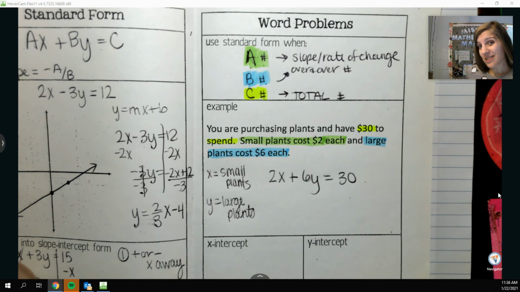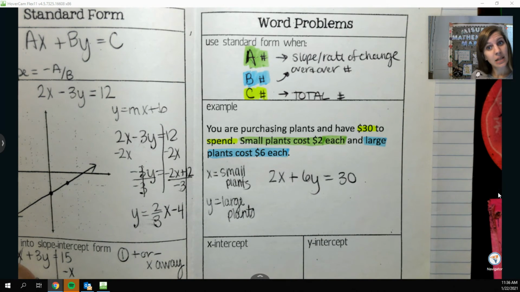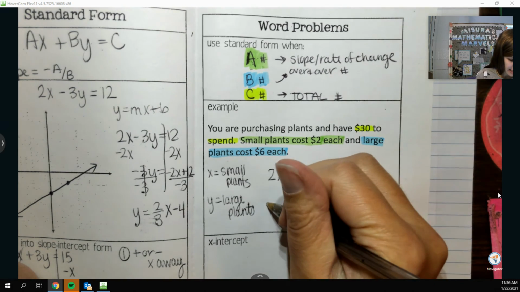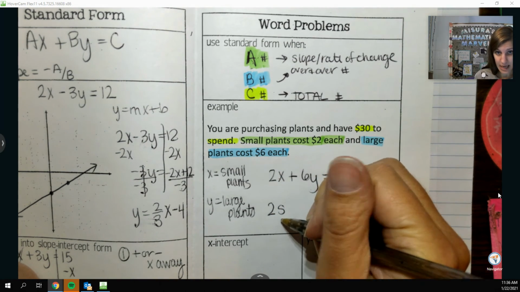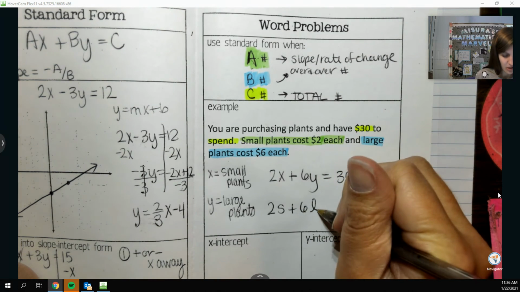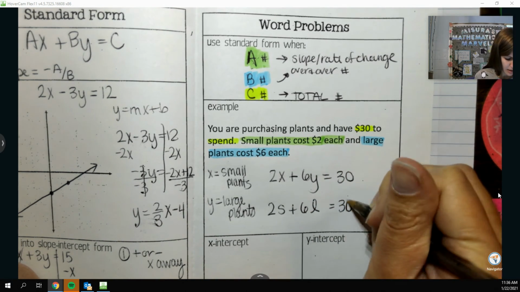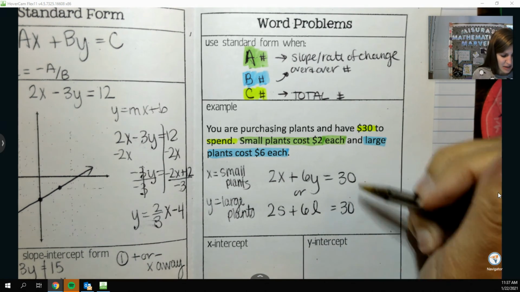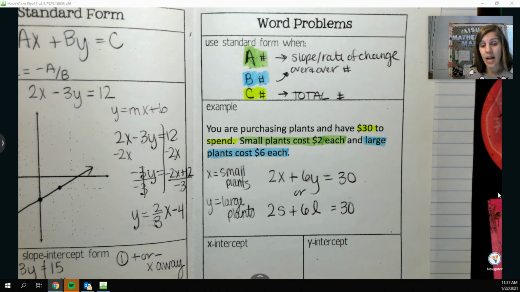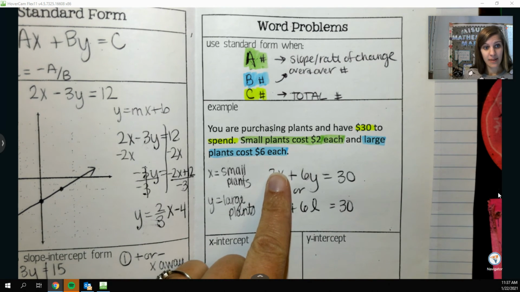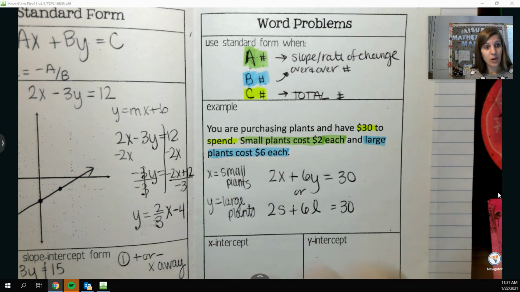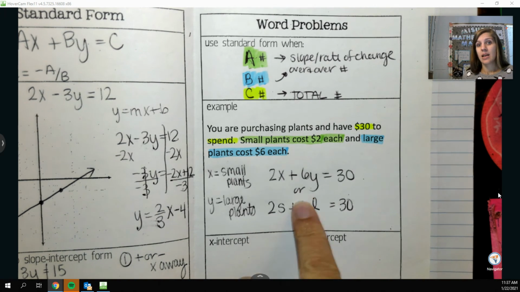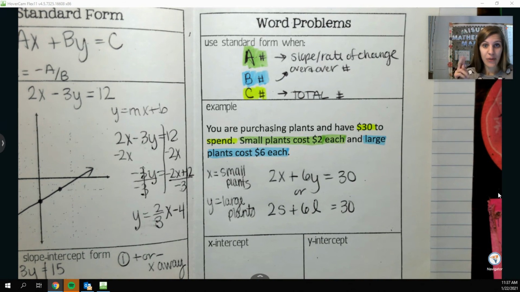And you could even, instead of using X and Y, use a letter that is a little bit more descriptive. So maybe I write it instead as 2S for small plants plus 6L for large plants equals 30. I mean, they're really the same. You're just using more descriptive letters. So now again, it kind of feels like we're not done because we just wrote the equation. They might ask questions after that, like, what if you don't buy any small plants? How many large plants could you get? Or what if you don't buy any large plants? How many small plants could you get? So they have to give you a little bit more information if you're going to answer a question. We just wrote the equation and that's it.